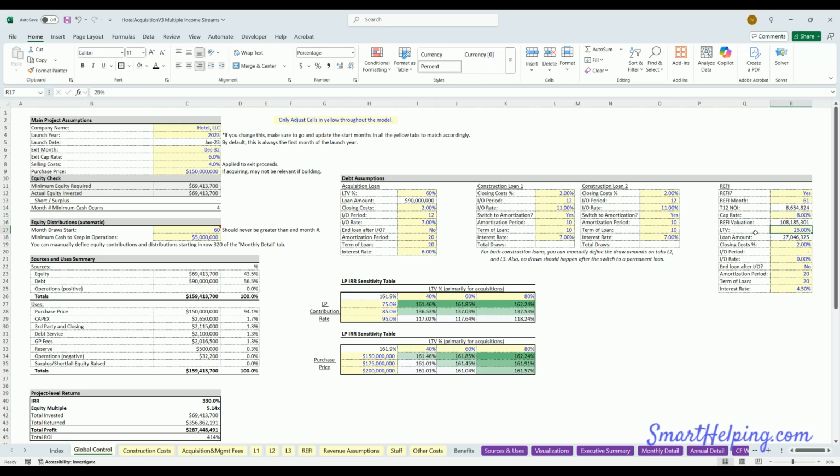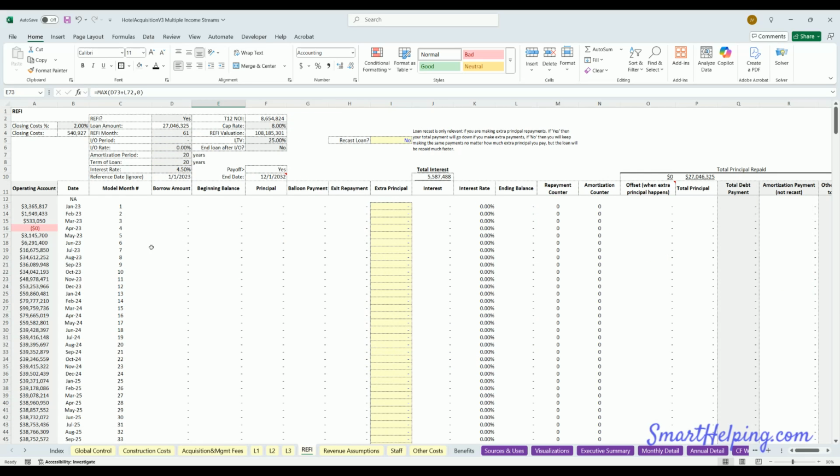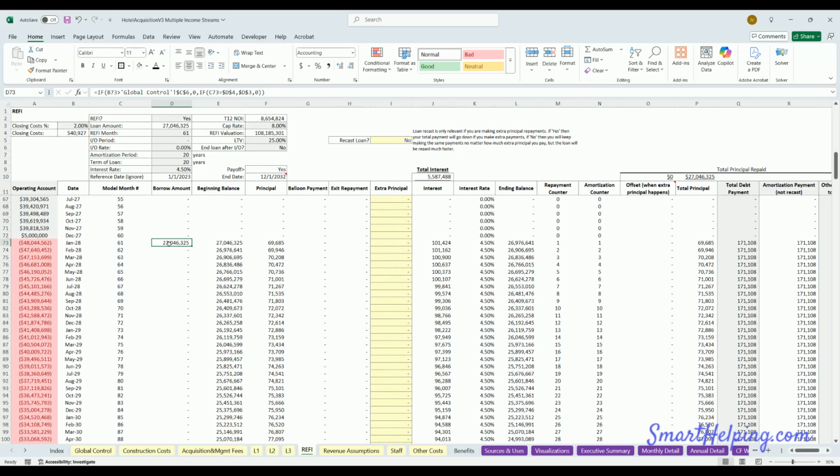If you do 25% LTV, loan to value, you're going to take out a $27 million loan, pay back all of these construction acquisition loans potentially, and then you've got closing costs on that. And then that can possibly have an interest only period. Really often it won't. It'll just be straight to permanent amortization. So you can see that's happening there in month 61. So if we go to refi, you can see that's happening here.